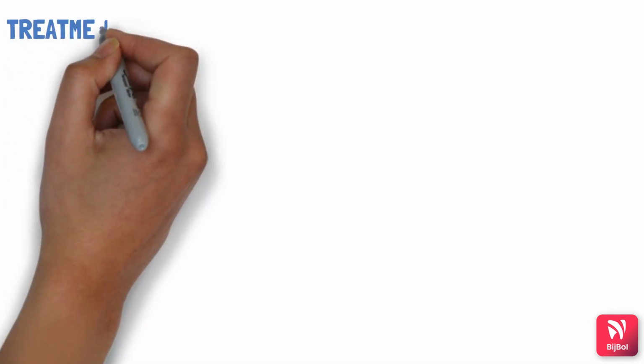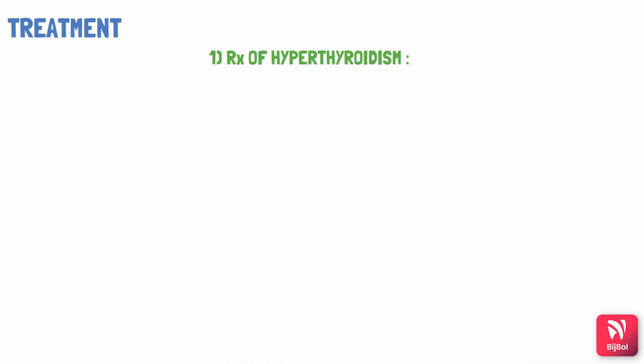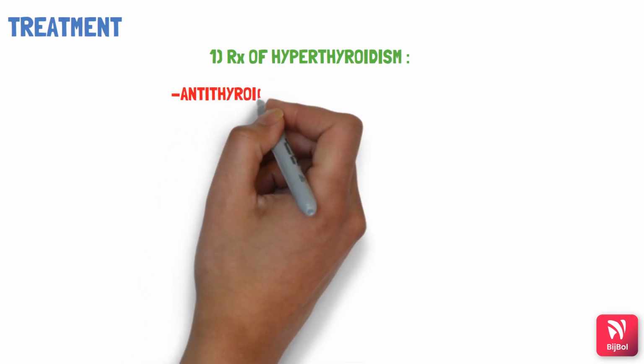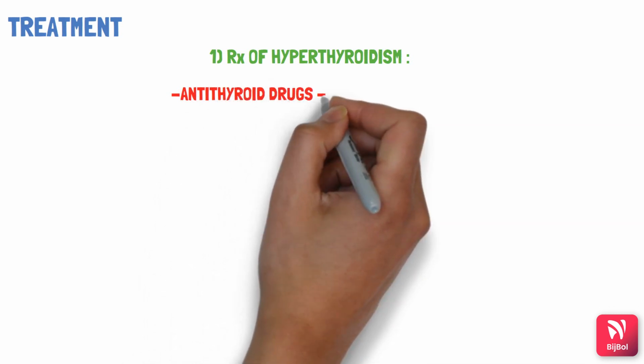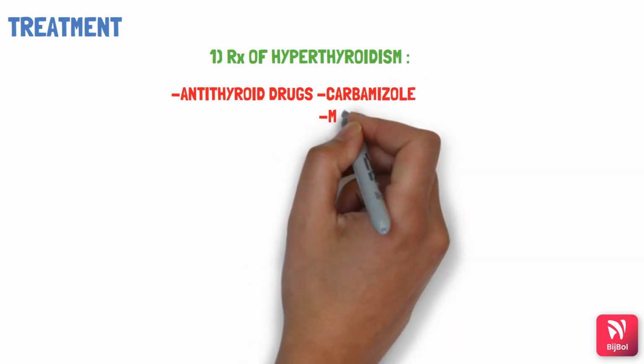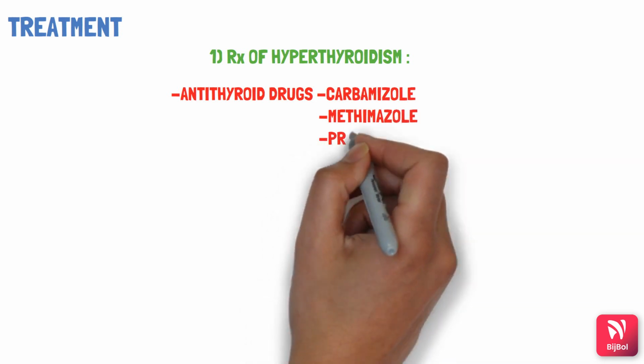Now let's move on to the treatment aspect. We have to treat patients who have hypo or hyperthyroidism both. Let's take a look at the treatment of hyperthyroidism first. First are the antithyroid drugs. What are those? First is carbimazole, second is methimazole, and third is propylthiouracil. These are the three antithyroid drugs generally used in the treatment of hyperthyroidism.